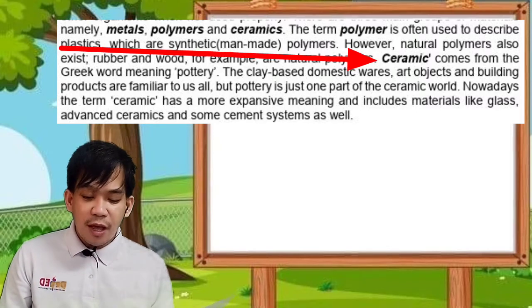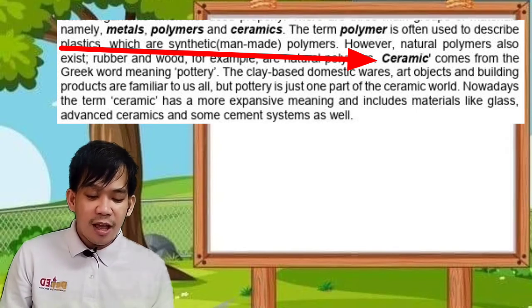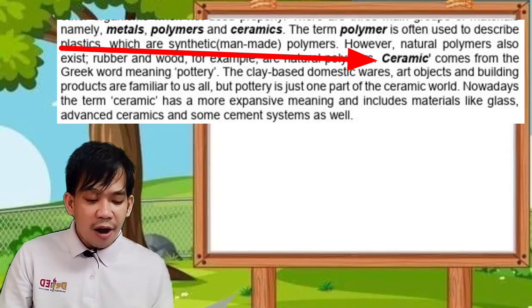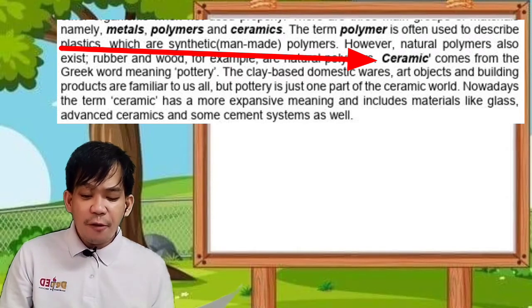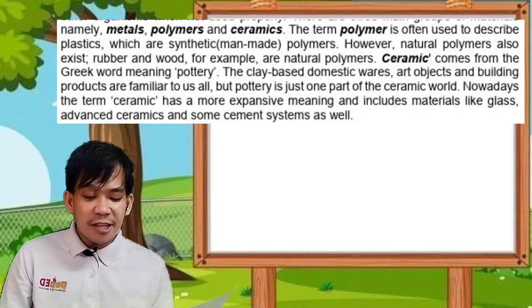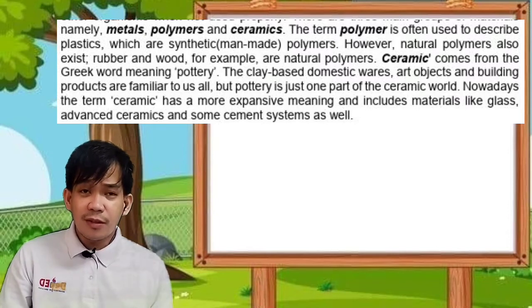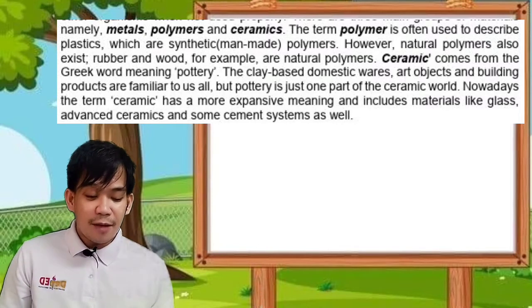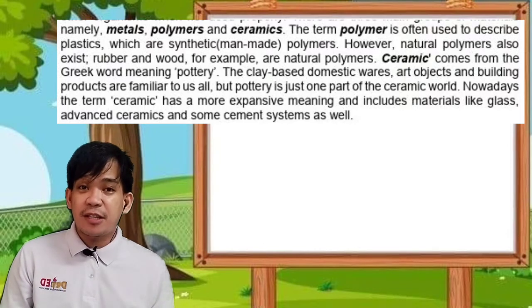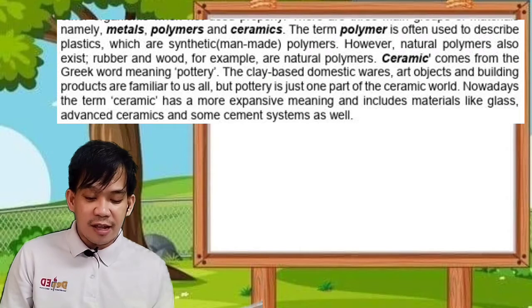Ceramic comes from the Greek word meaning pottery. The clay-based domestic wares, art objects, and building products are familiar to us all. But pottery is just one part of the ceramic world. Nowadays, the term ceramic has a more expansive meaning and includes materials like glass, advanced ceramics, and some cement systems as well. So, before, ceramics was only used for pottery. Now, because we have become modern, ceramics also refers to glass materials and even cement systems.